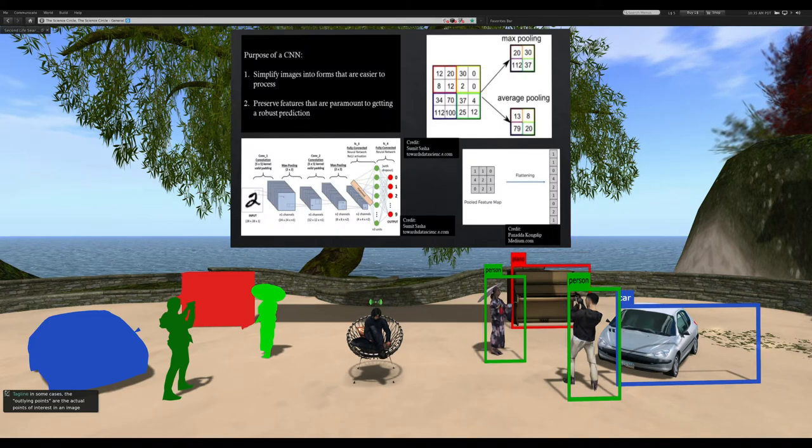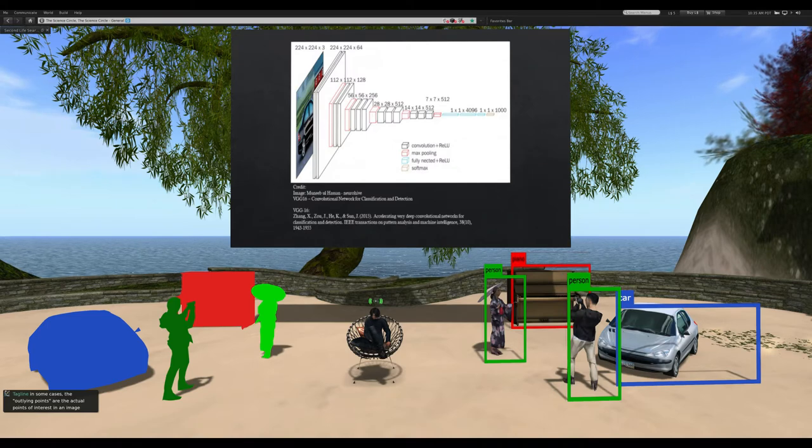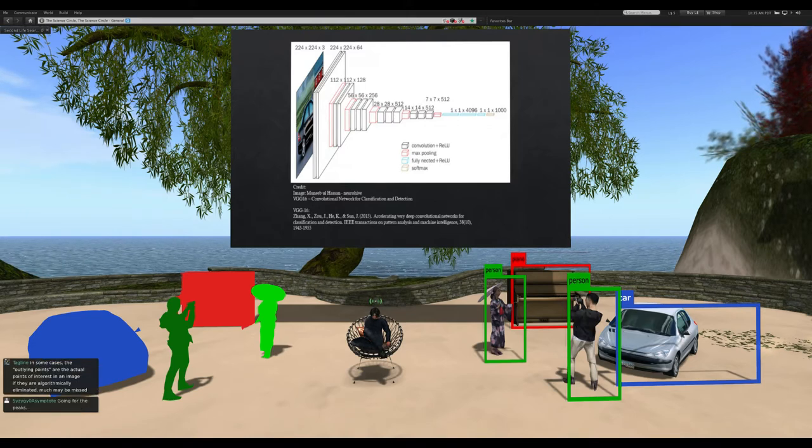It's not always this simple. You notice that there are only two sets of convolution and max pooling layers in this image. This is the VGG16 network. It was proposed in a research paper. It contains about 16 of these convolutional layers and max pooling layers, all added together. It essentially does a lot of feature extraction.